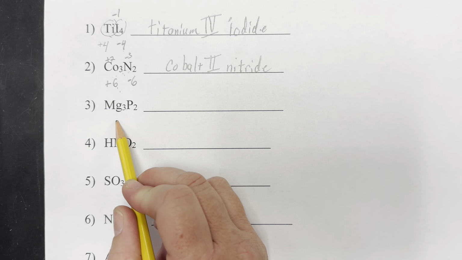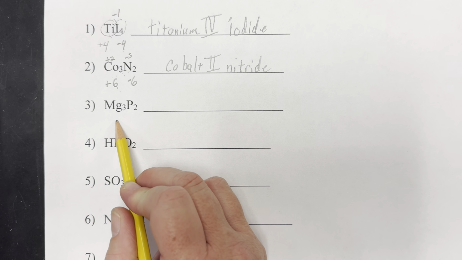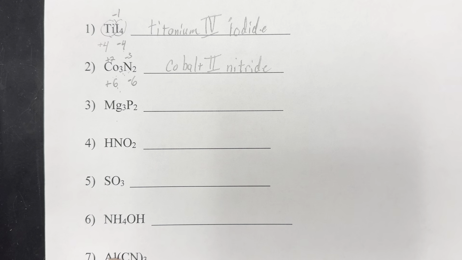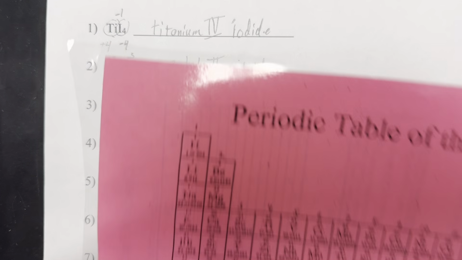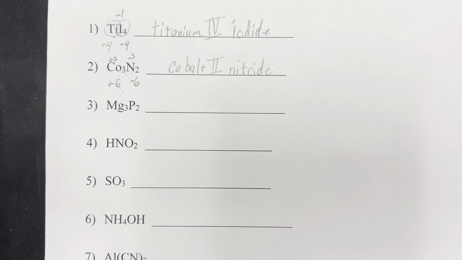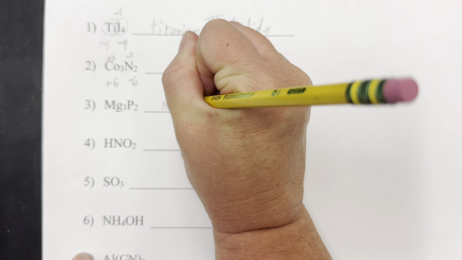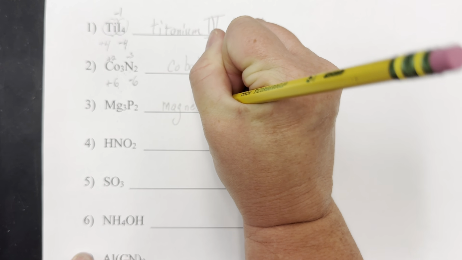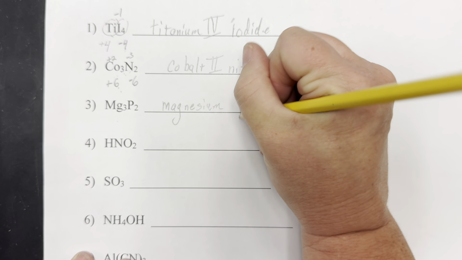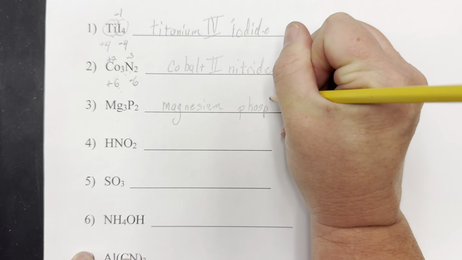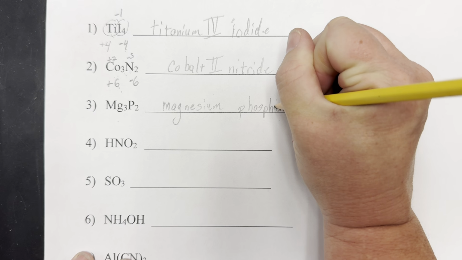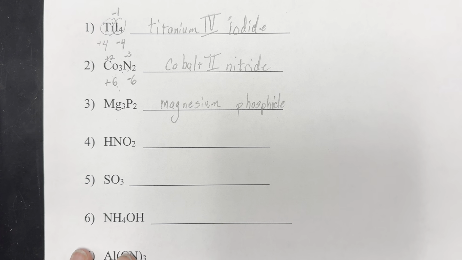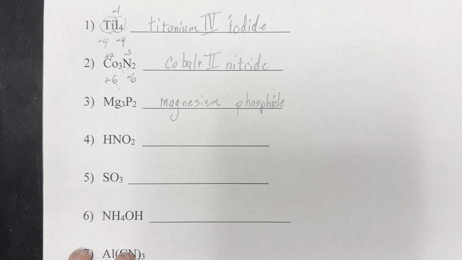Next up, magnesium. All right. Is it a metal or non-metal? It is a metal. Is it regular or is it transition? It is regular. Magnesium is in group 2. That is a regular metal. Regular metals do not have a Roman numeral because it's always +2. So there's no need for it. So you just simply write the word magnesium, and then phosphorus turns into phosphide. All right, magnesium phosphide.